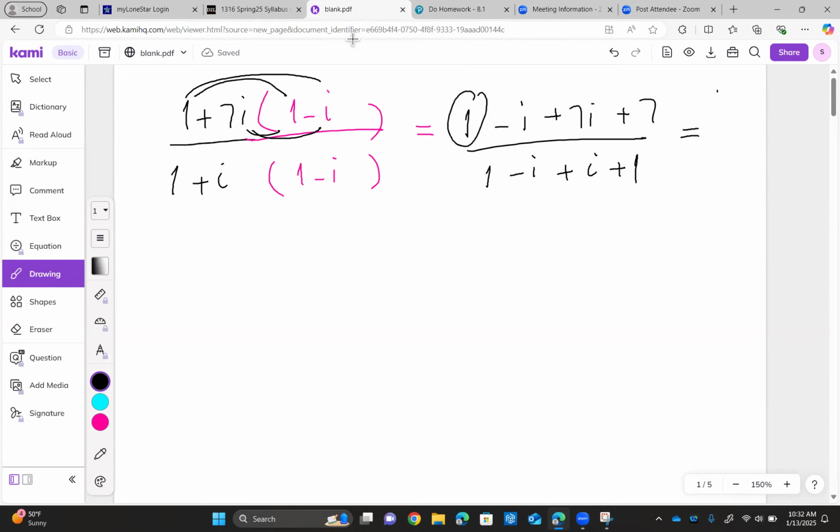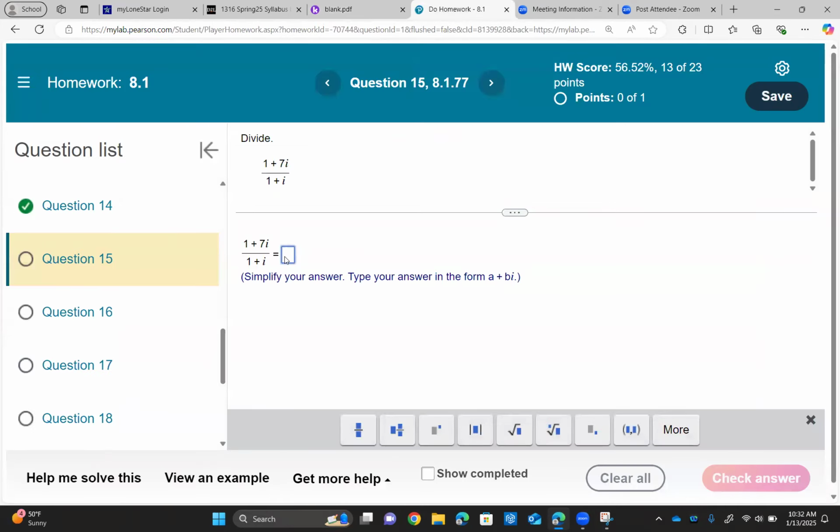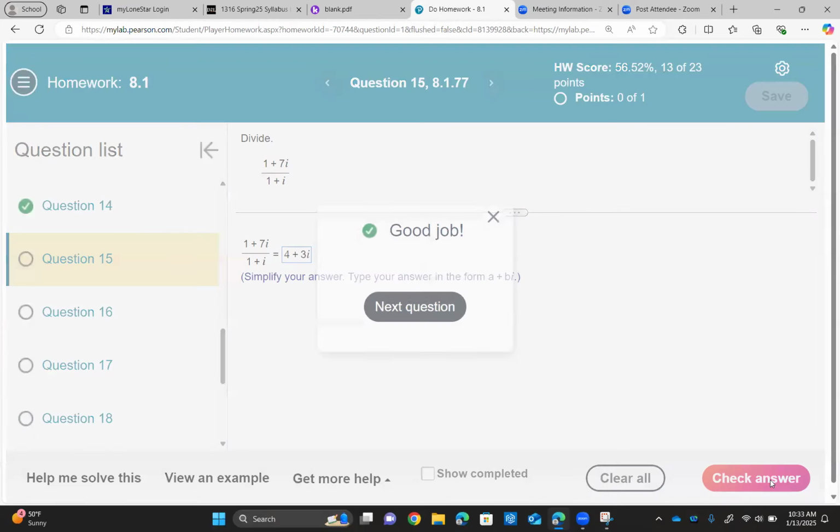So 1 plus 7 is 8. And then a total of 6i here. This cancels this, and now we just get 2. Since my MATLAB doesn't like this answer, they want me to give the answer as 8/2 plus 6i/2. And if I simplify further, 8/2 is just 4, and then 6i divided by 2 is just 3i. So this will be the expected answer that they want here, 4 plus 3i for this question.